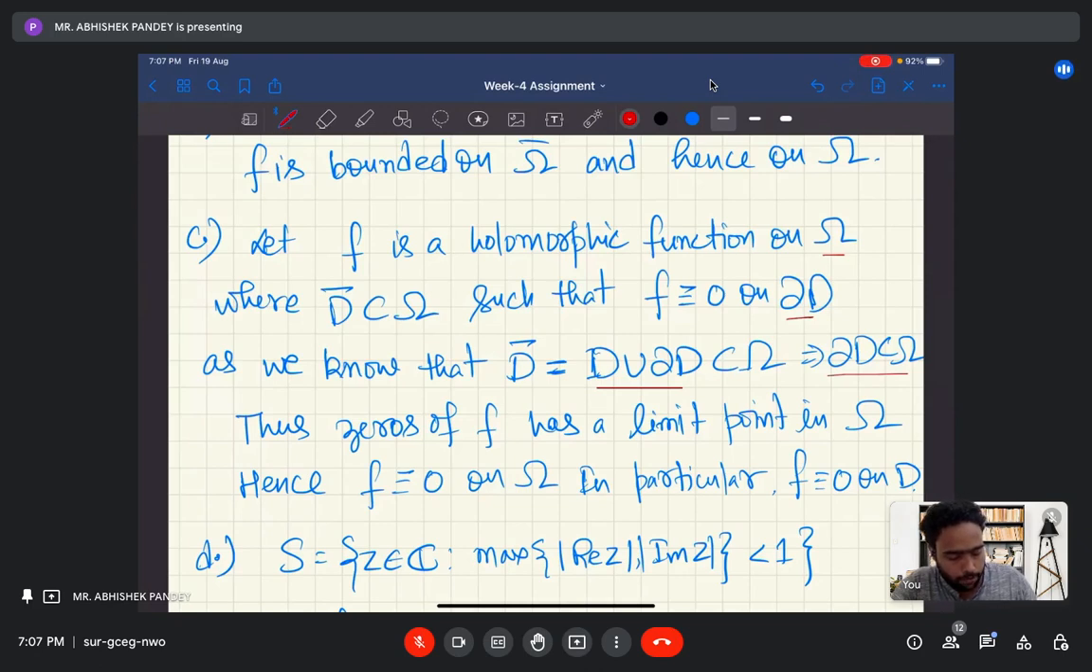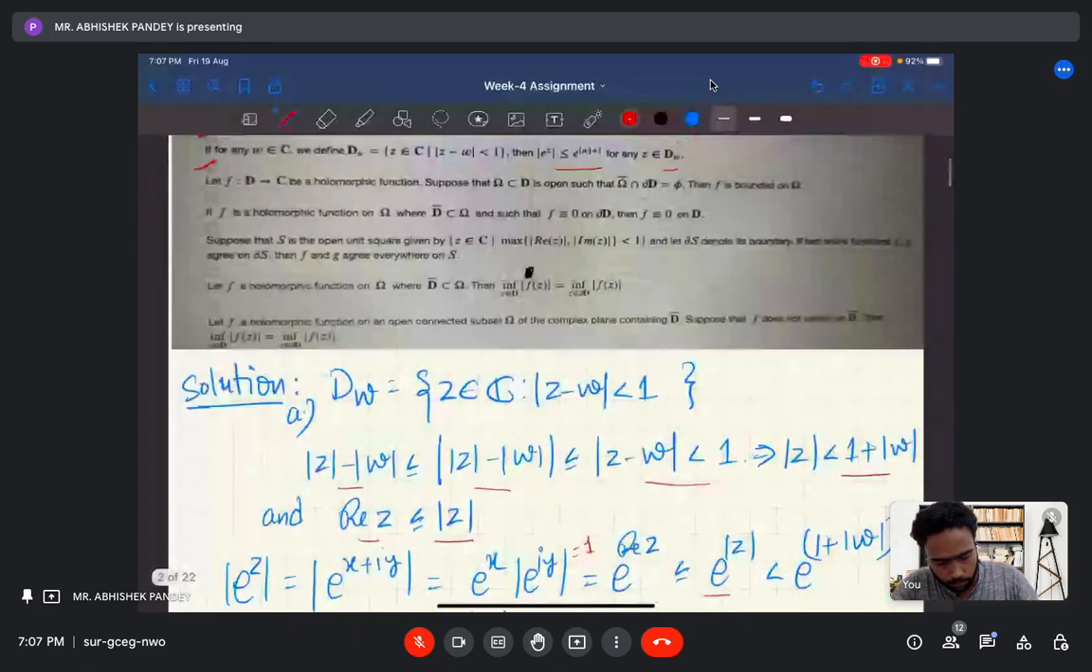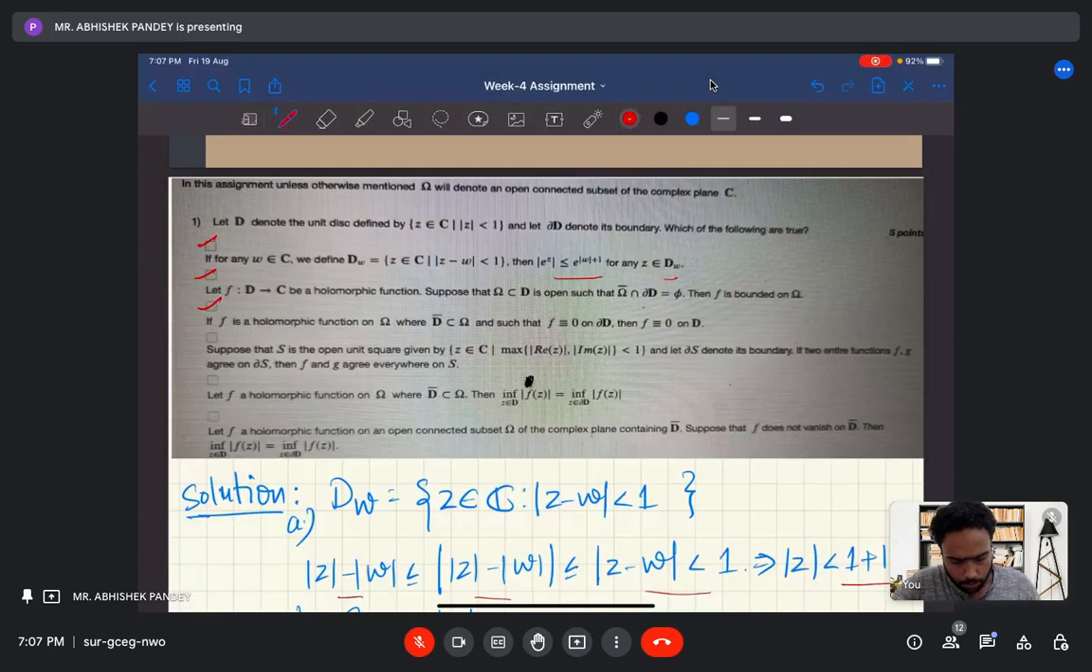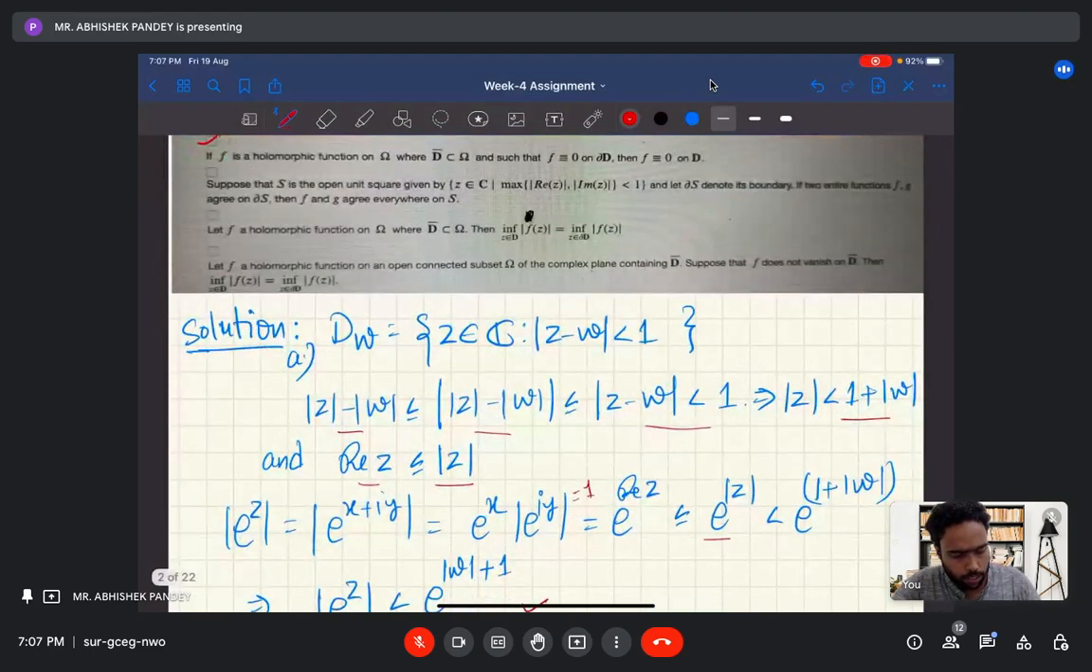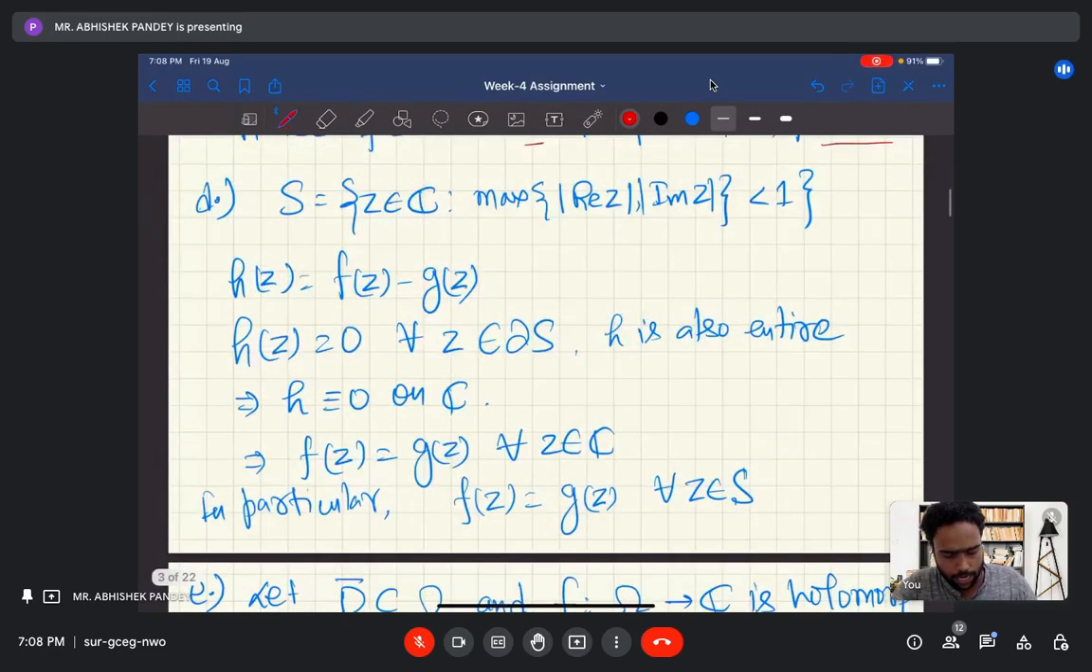Thus the zeros of f have a limit point in omega. As you know, if f is a holomorphic function in a domain and its zeros have a limit point in that domain, then f is identically equal to 0 on omega. So in particular, f is identically equal to 0 on D. So this is also true. Suppose that S is the open unit square and del S is the boundary. If two entire functions agree on del S, then f and g agree everywhere on S. This is also the identity theorem.